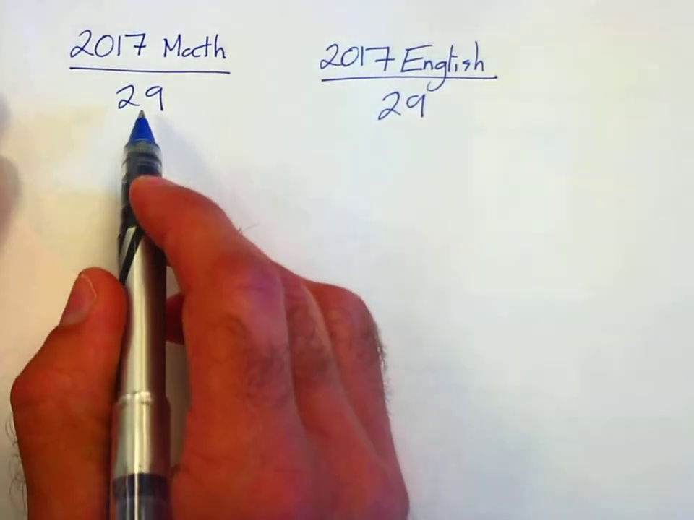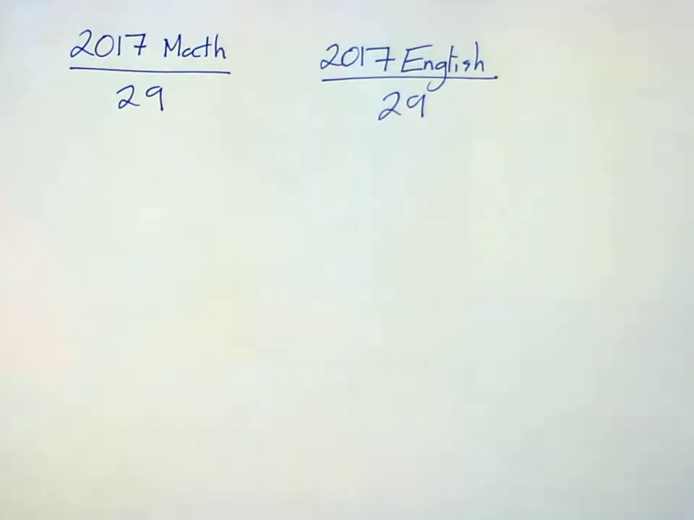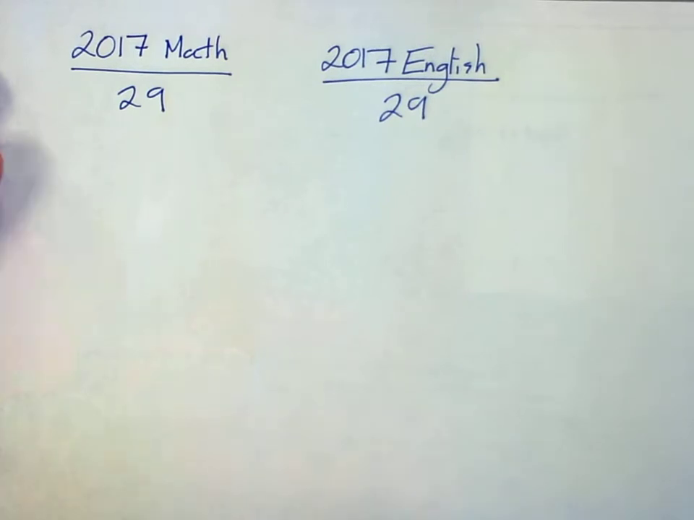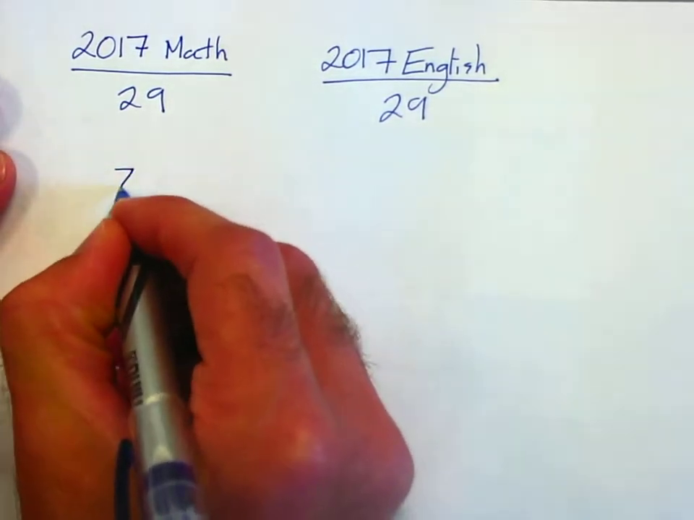So here is the idea. A math class of 29 and an English class of 29 aren't the same distance from their own means. And these distributions also have different standard deviations. The tool to deal with this is called a z-score.